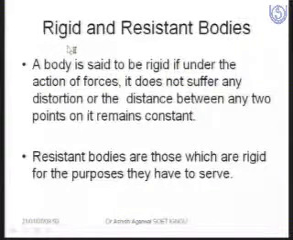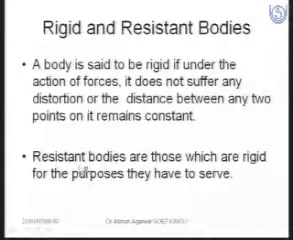Now we will define what a rigid body and a resistant body are. A body is said to be rigid if under any action of forces it does not suffer any distortion, or the distance between 2 points on it remains the same. It is very important. Suppose we have one link; the link can be rigid only when the two points you mark on it do not have any relative motion or do not change their position while in the working position.